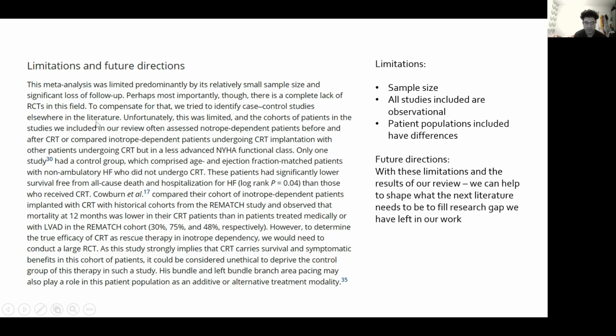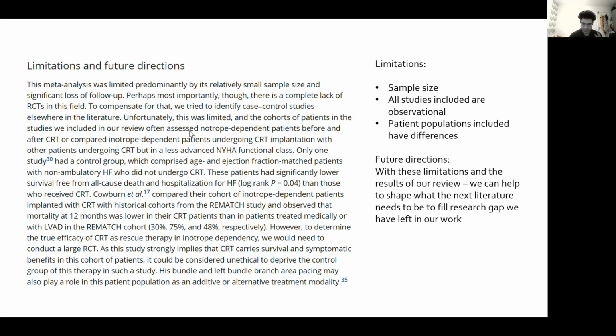the studies are observational. We tried to find case control studies, but that didn't really help. And because of that, obviously, patient populations are included, they have differences. Some of them have differences in NYHA class. Some of them have differences in age and ejection fraction. So there is variation there, and that does impact the result we get.